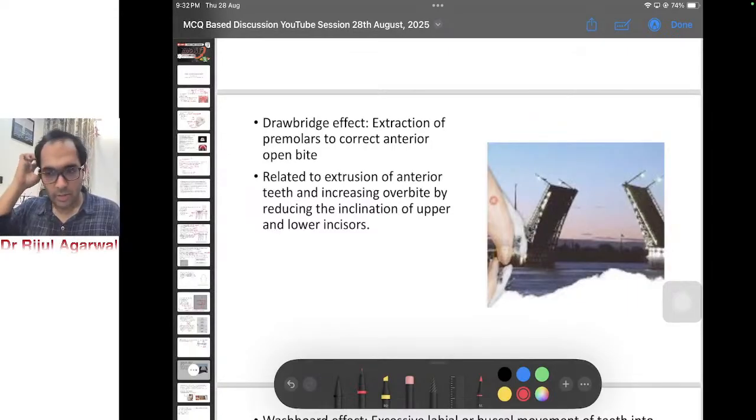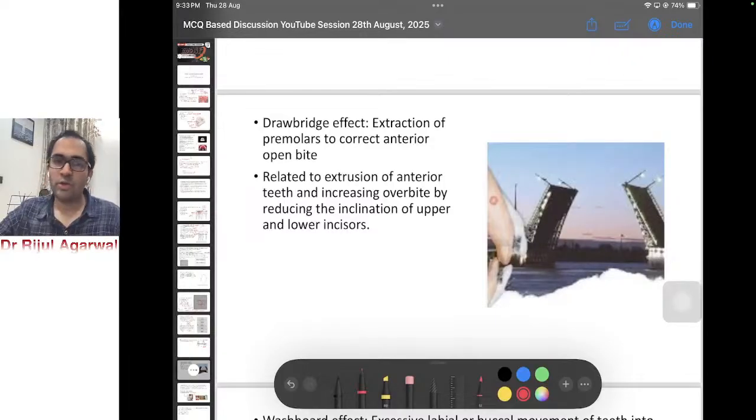So yes, if you get an assertion reasoning type of question that rowboat effect can only be seen in maxillary arch, no, it can be seen in the mandibular arch as well. So it's a false statement, but it is not appreciated so much because of the less torque values of the lower anterior teeth.